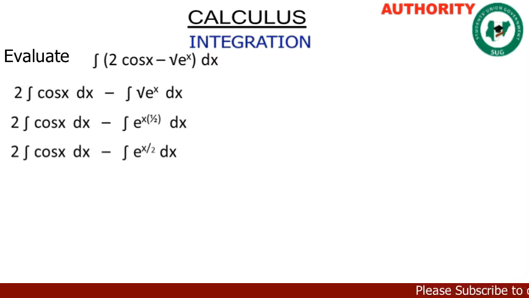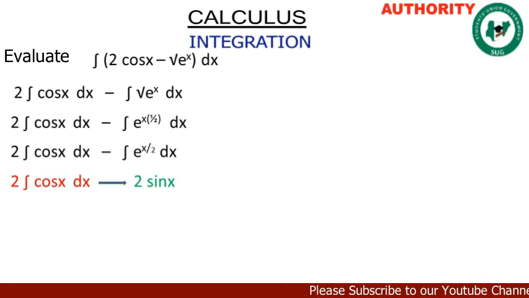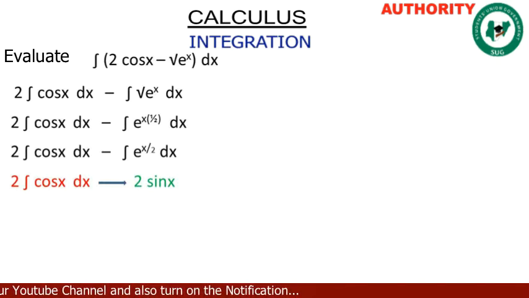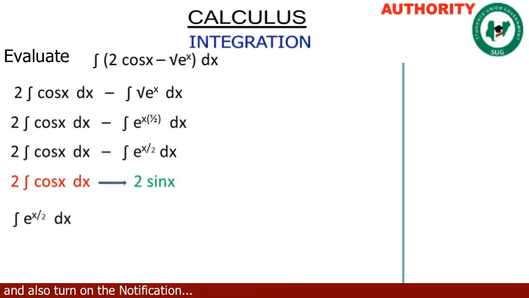Let's take the first one. We have 2 integral of cos x dx. The integral of cos x is going to give us sine x. That means we're going to have 2 sine x. So the integral of 2 cos x will give us 2 sine x. Now let's label this 1. Now let's take the second.